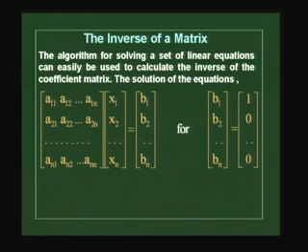The way to find the inverse is the following: we use this matrix A, and for B1, B2, B3 we substitute 1, 0, 0. That gives us one set of solution, x1, x2, up to xn.